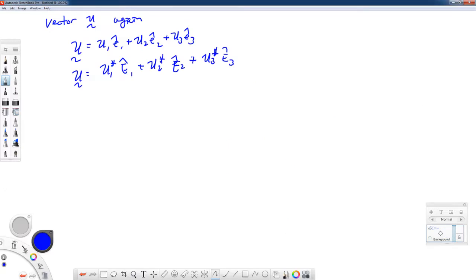So with that in mind, let's take a look again at our vector u. Once again, we can write u in terms of either the little e hat system or the capital E hat system, and we get those different components: little u1, little u2, little u3, or u1 star, u2 star, u3 star.